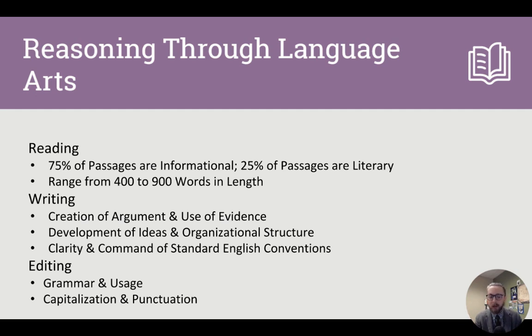For writing, like I said earlier, you're going to be writing an extended response. The three categories that you're going to be graded on for your extended response are creation of argument and use of evidence, development of ideas and organizational structure, and clarity and command of standard English conventions. So those are the three things. If you want more information on those, you can go to GED.com and read a little bit more. I'm not going to go into detail on those because I can talk endlessly about them.